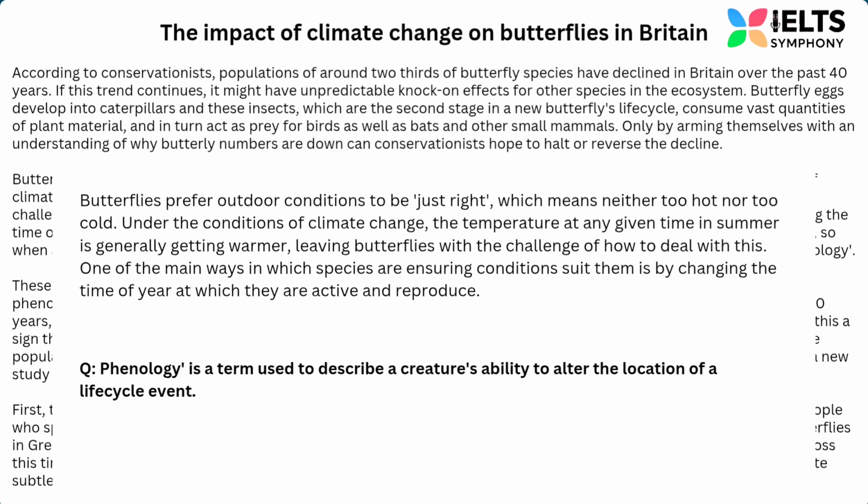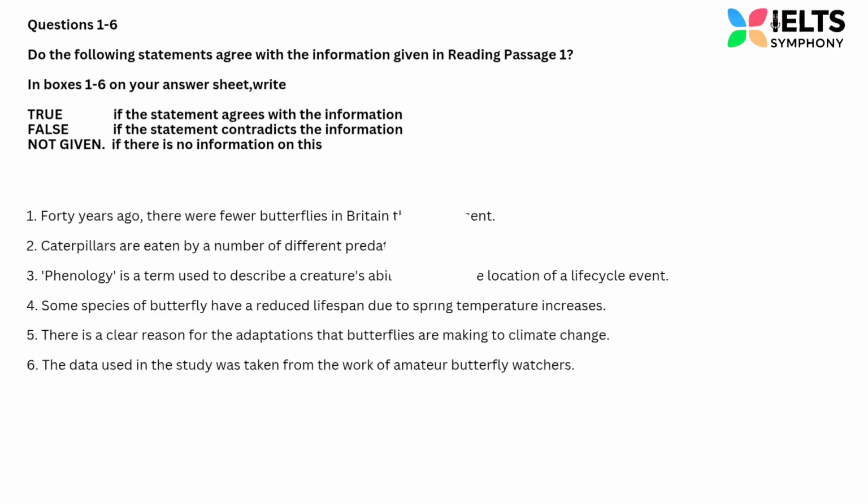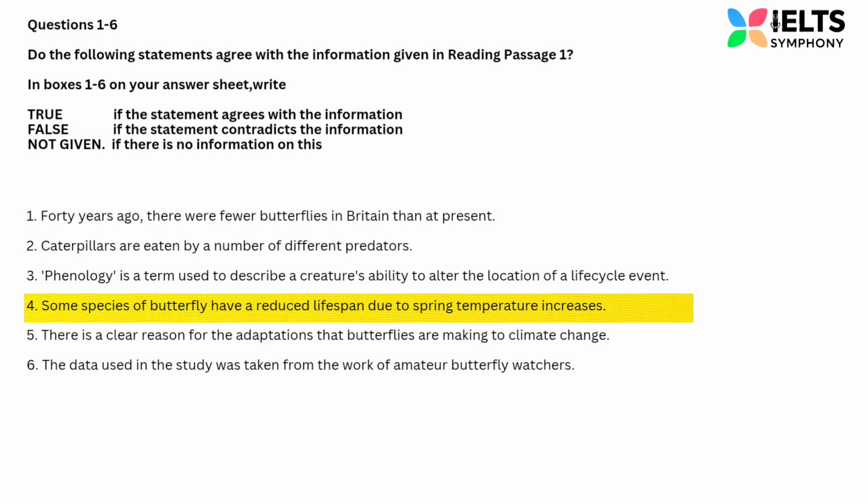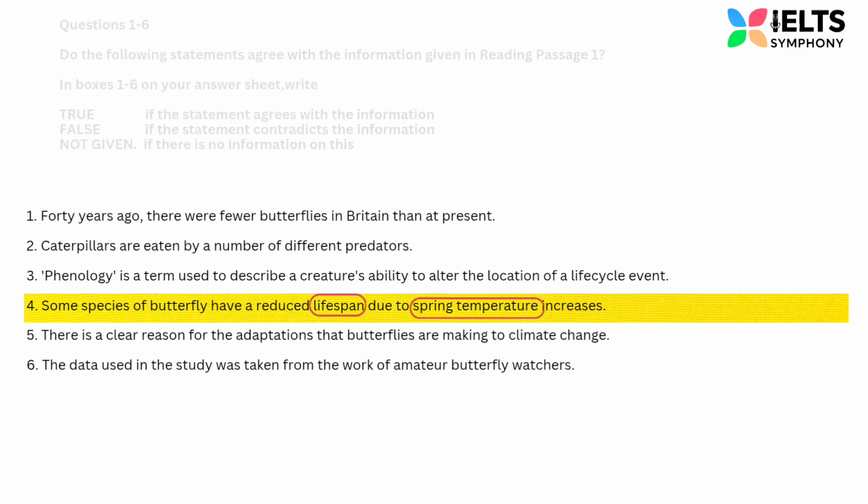Since the question implies that phenology is about altering physical location, but the passage defines it as altering a biological process, the information does not match. So the correct answer is false. Now, let's move on to the next question. The statement says, some species of butterfly have a reduced lifespan due to spring temperature increases. To locate the relevant information, I've selected lifespan, spring, and temperature as key terms.